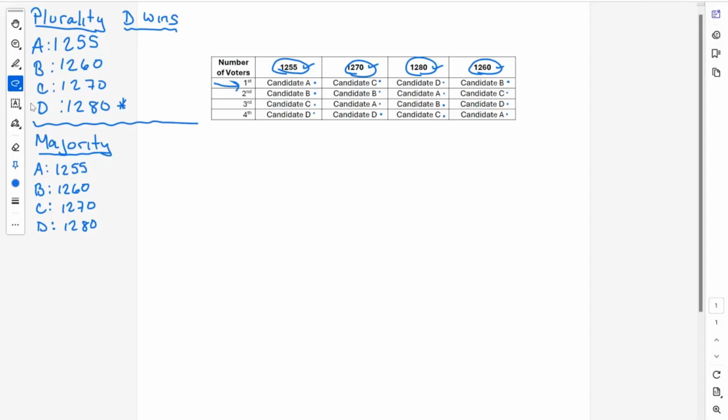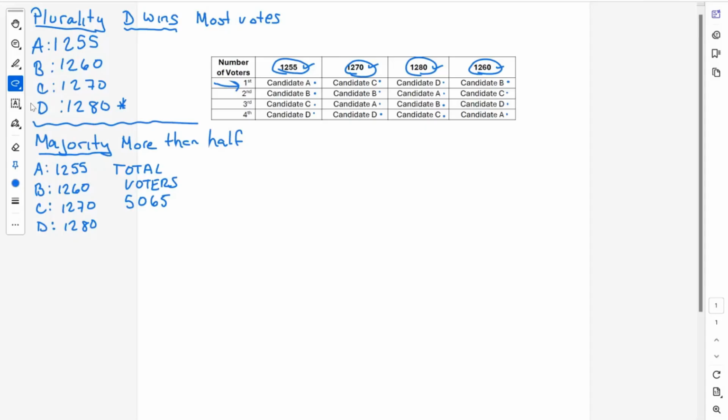So plurality, remember, it's the most votes that wins. For majority, we need more than half to win. A candidate would need more than half to win an election. So let's take a look at the total number of votes in this election. The total voters would be 1,255 plus 1,270 plus 1,280 plus 1,260, and so the total number of voters would be 5,065.